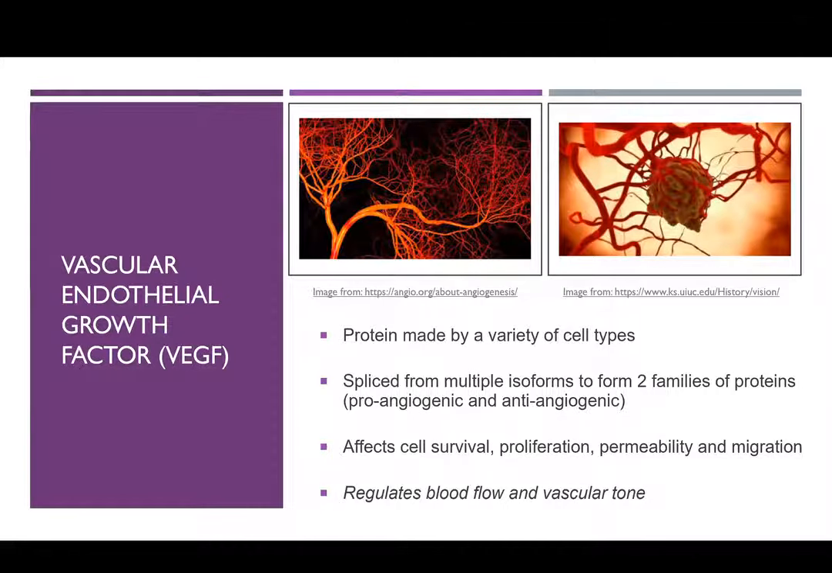And the other isoform family has the opposite effect in terms of promoting vascular growth and sprouting. VEGF itself has what I call the pro-cancer phenotype. So it promotes cell survival, proliferation, permeability, migration. And interestingly, the bottom point shown here is that it has been shown to have an effect in regulating blood flow and vascular tone. And I'm not sure that in the established male vasculature that particular point was really well researched prior to some of these anti-cancer therapies, anti-VEGF therapies in particular, coming to market.